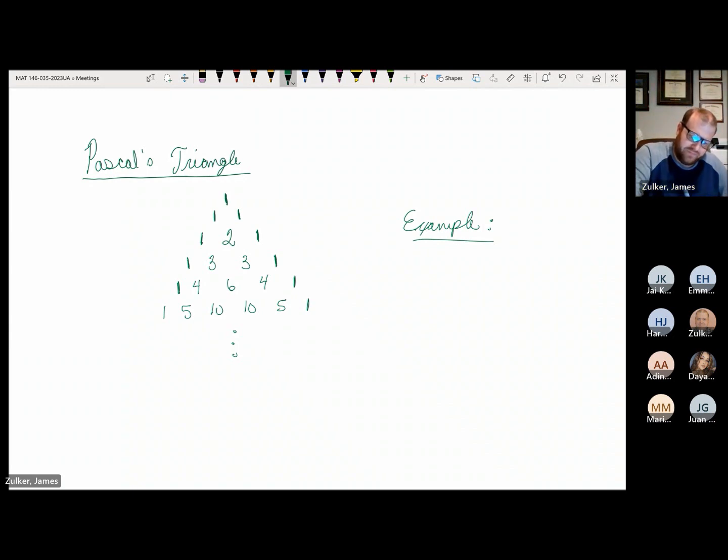As an example, let's do 5 choose 3, the 5-3 binomial number. Here's how you find it. Go to Pascal's triangle. Look for the fifth row. This is the 0 row, so it'll go 0, 1, 2, 3, 4, 5. This is the fifth row. Now look for the third entry. And again, it starts at 0: 0, 1, 2, 3. Five choose 3 is 10.